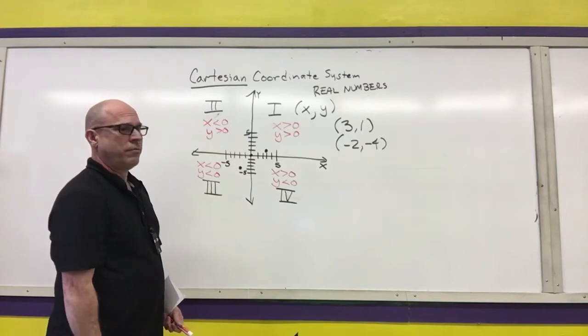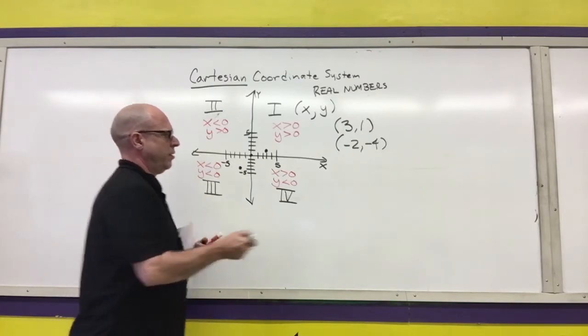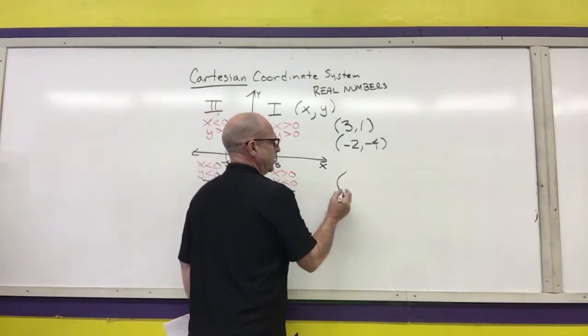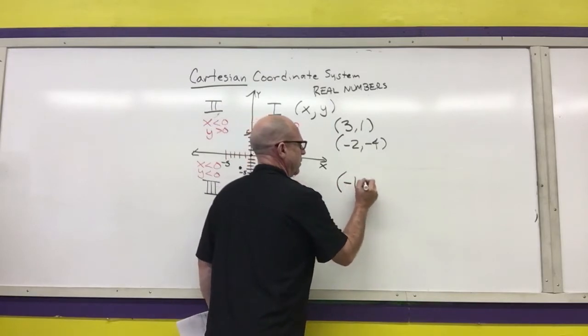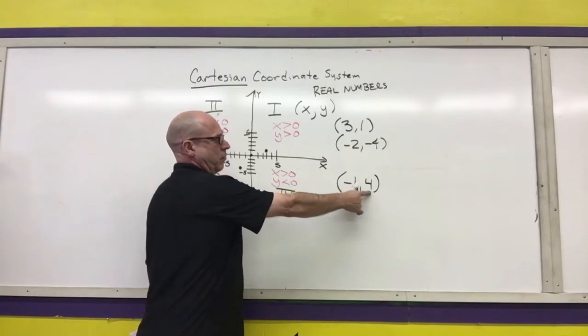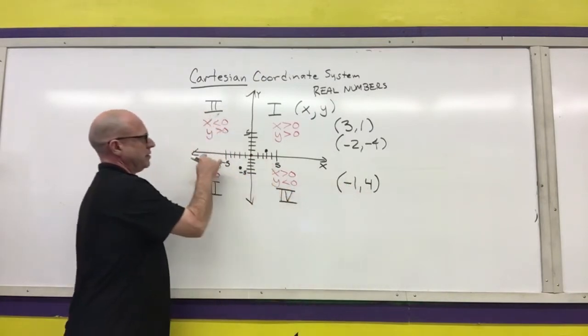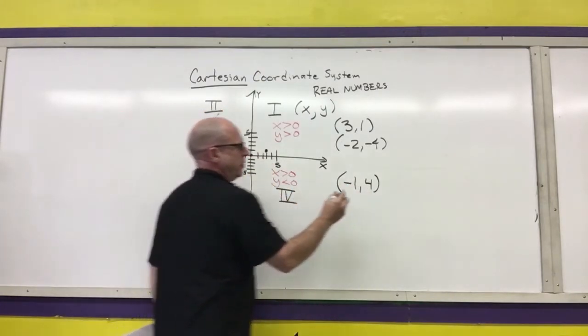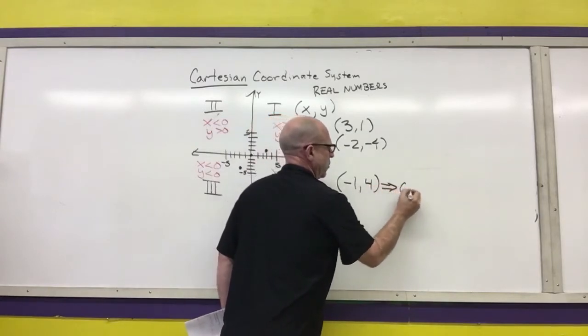If I give you a point and ask you what quadrant it lies on, you just do the comparison. X is negative, y is positive, therefore this is in quadrant II.